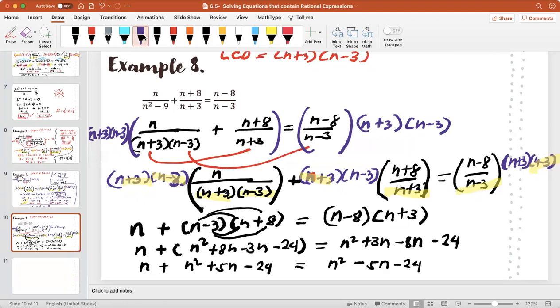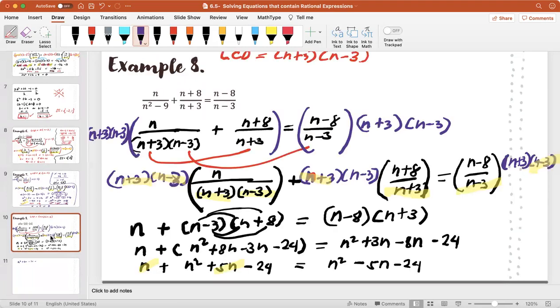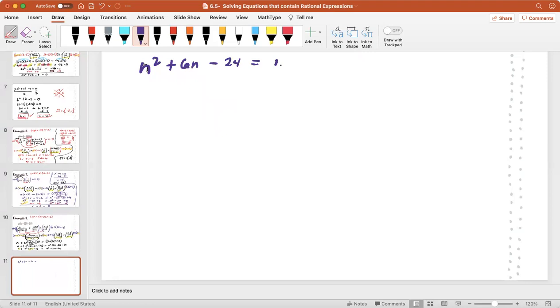So what's the result here? We have n plus 5n, like terms, so that's 6n, right? So you have here n squared plus 6n minus 24 equals, I hope you remember the right side. Okay. We have n squared minus 5n minus 24. Well, let's double check that.